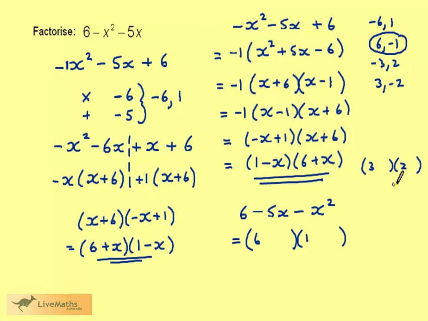Starting with the 6 and 1 bracket, to get minus x squared, minus x times plus x will give us this. If we now go back to our brackets, if we put minus x in here and plus x in here, this gives us x take away 6x, which is minus 5x, giving us the correct middle term. And therefore this is the correct factorization. Clearly, you only have to be able to do one method.